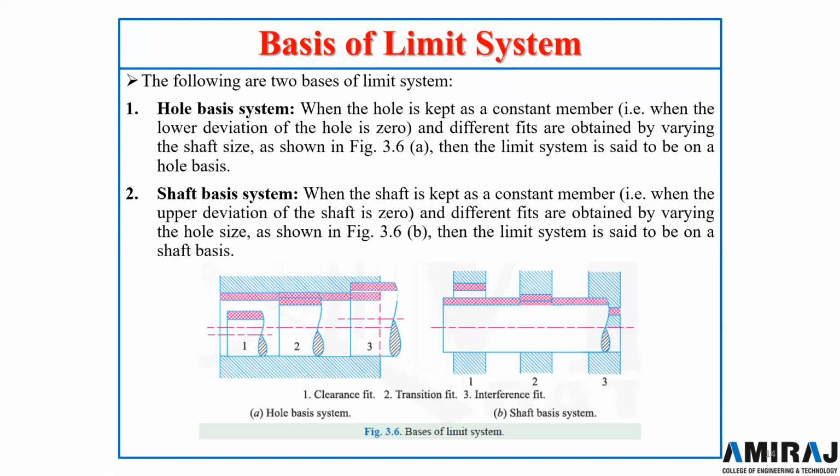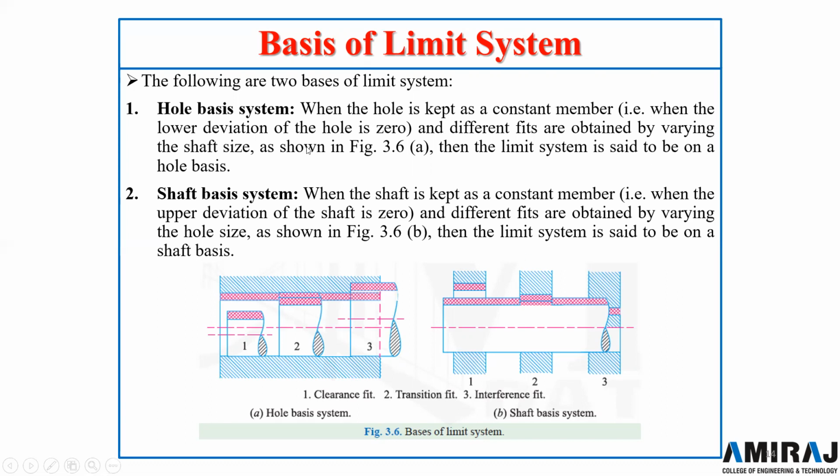Now there is the basis of limit system, and there we use two types of basis for limit system, that is the hole basis system and shaft basis system. This is nothing but a simple fundamental for applying and showing the tolerances. First let us discuss what is the hole basis system. When the hole is kept as a constant member, here in the first diagram you can see the hole dimensions are kept constant, while the shaft is the varying dimension.